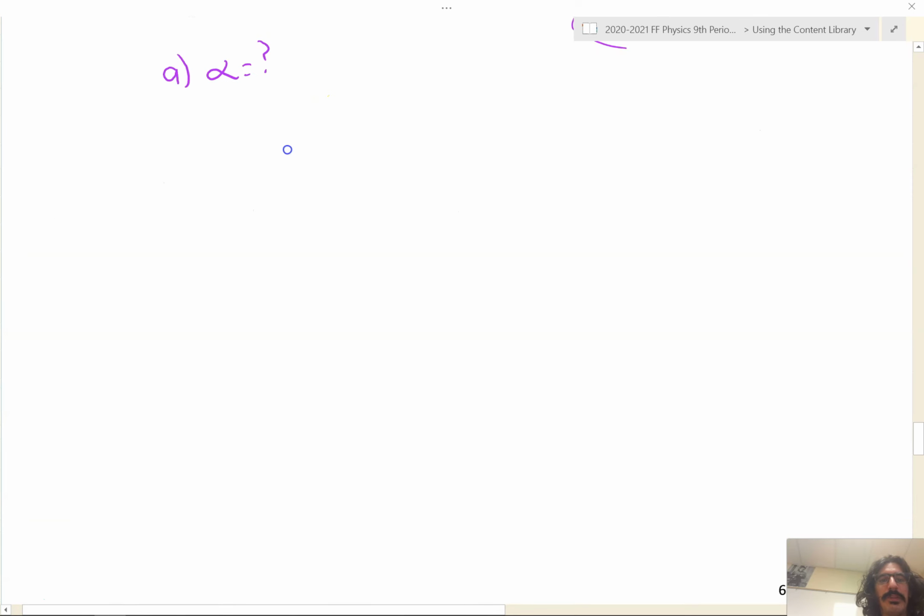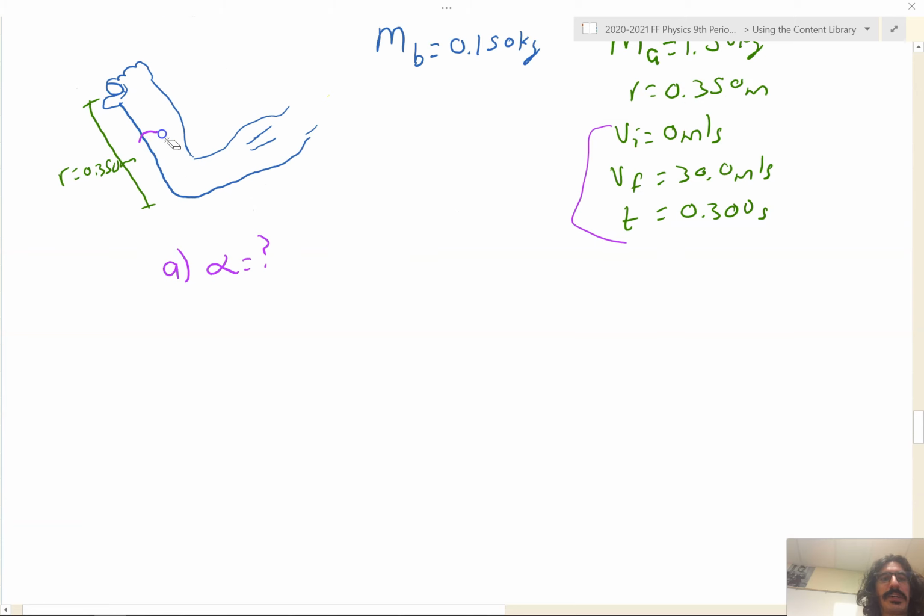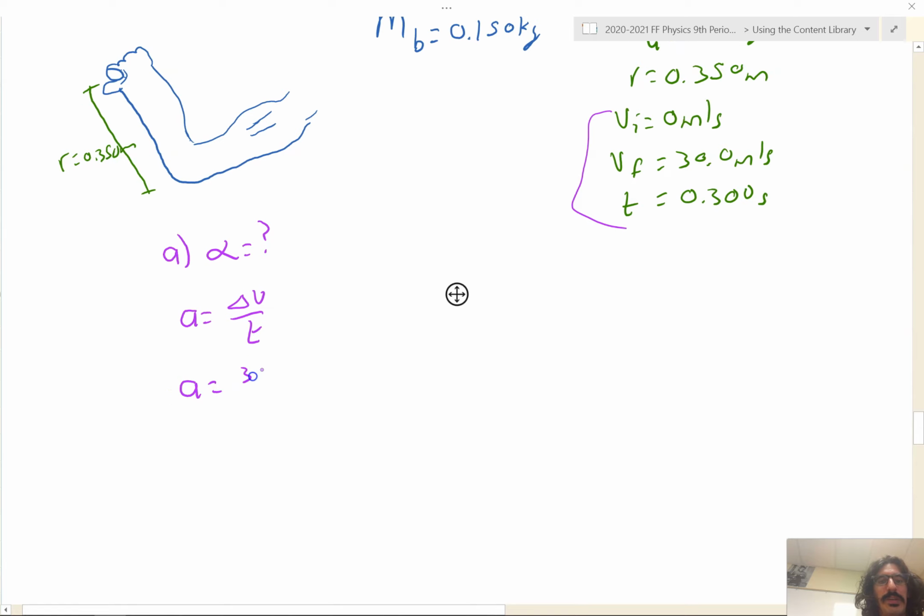And we could just use a equals delta v over t. So that's for the linear acceleration. So a equals 30 meters per second minus 0 meters per second all over 0.3 seconds. We get a linear acceleration to equal 100 meters per second squared.